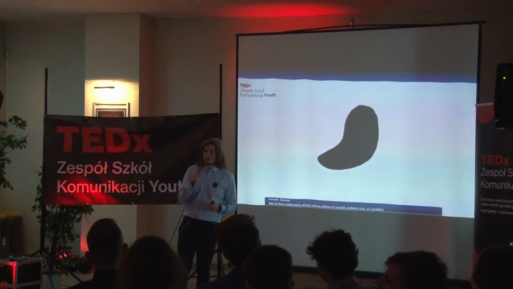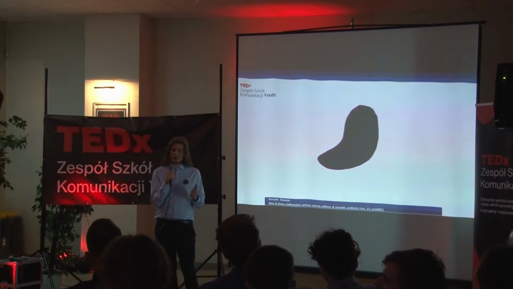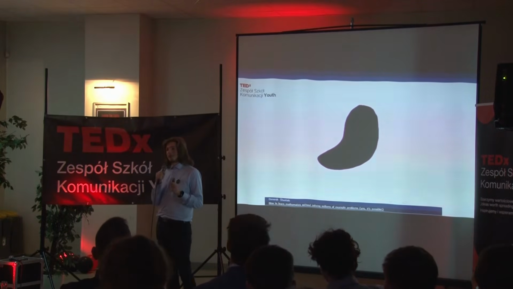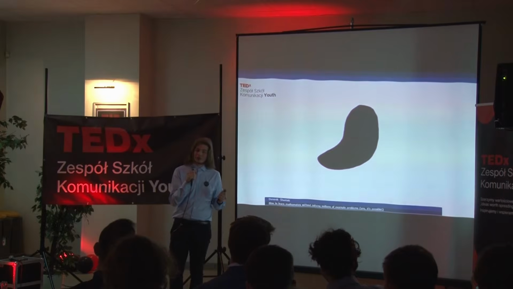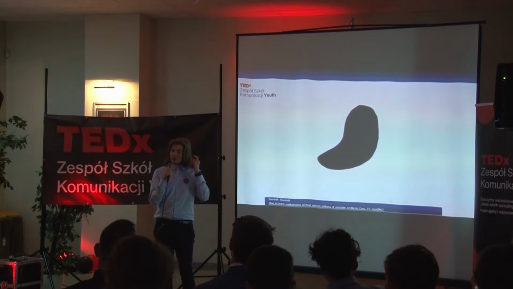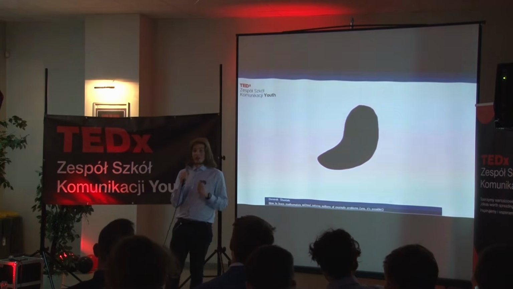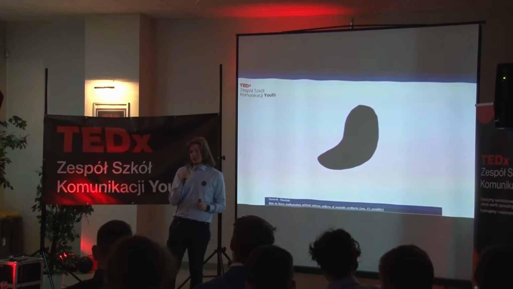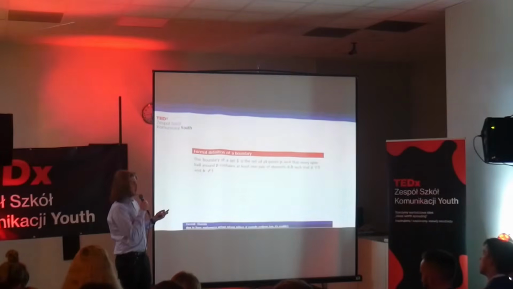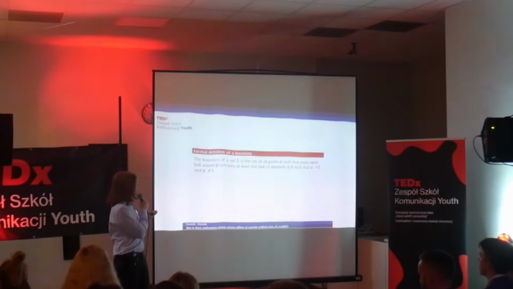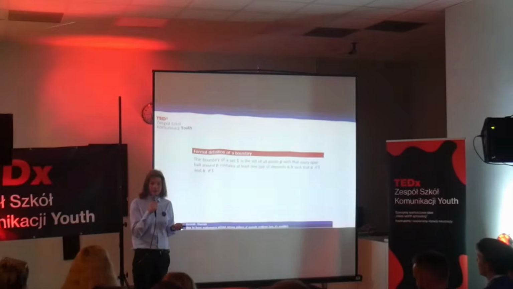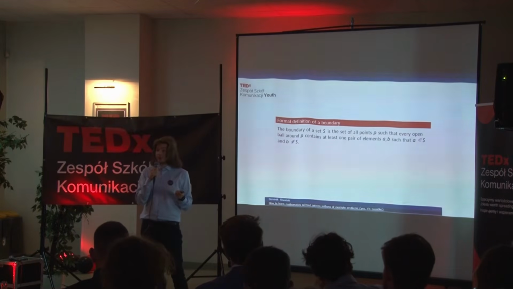Step 2 is understanding the formal definition. Now, this is the step that many people wrongly jump into first without having any sort of picture in their mind. But now that we have one, it's going to be way easier. So, what is the formal definition of a boundary? We say that the boundary of a set S is the set of all points P such that every open ball around P contains at least one pair of elements A, B such that A belongs to S and B does not belong to S. Scary, I know, intimidating even.